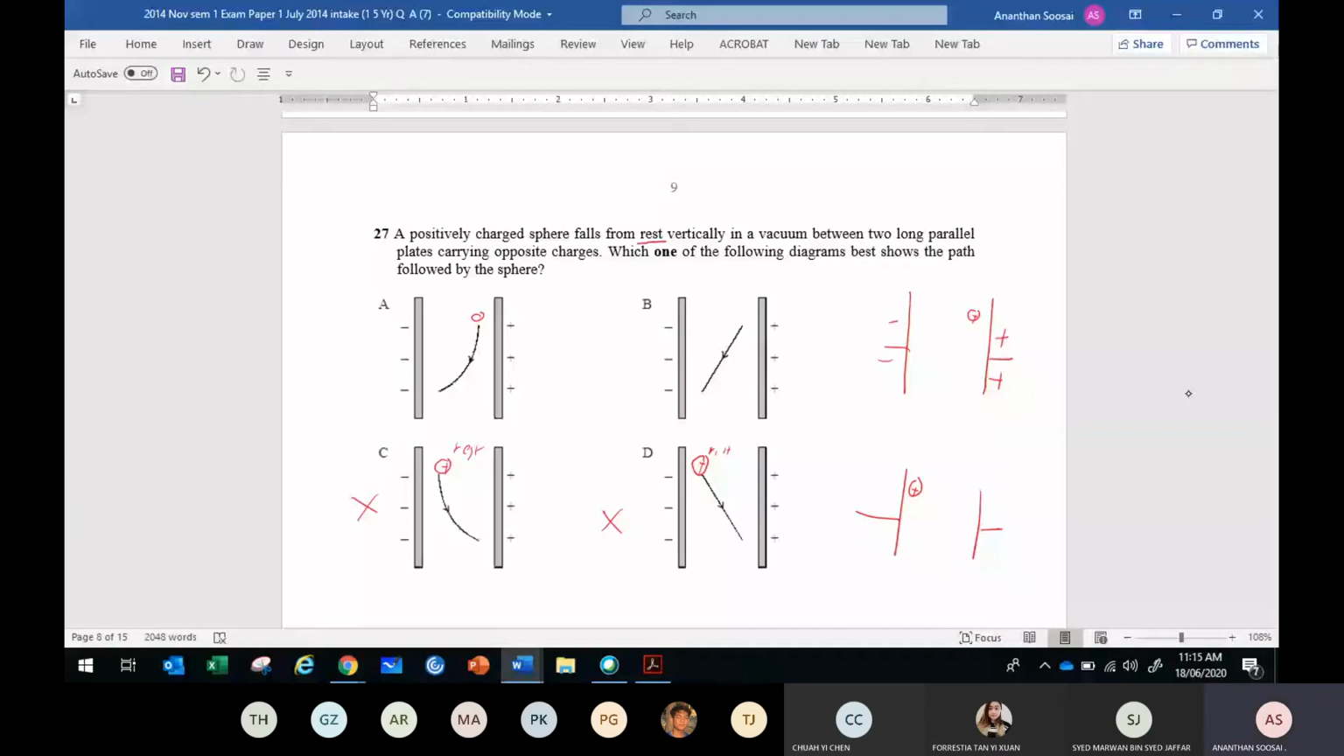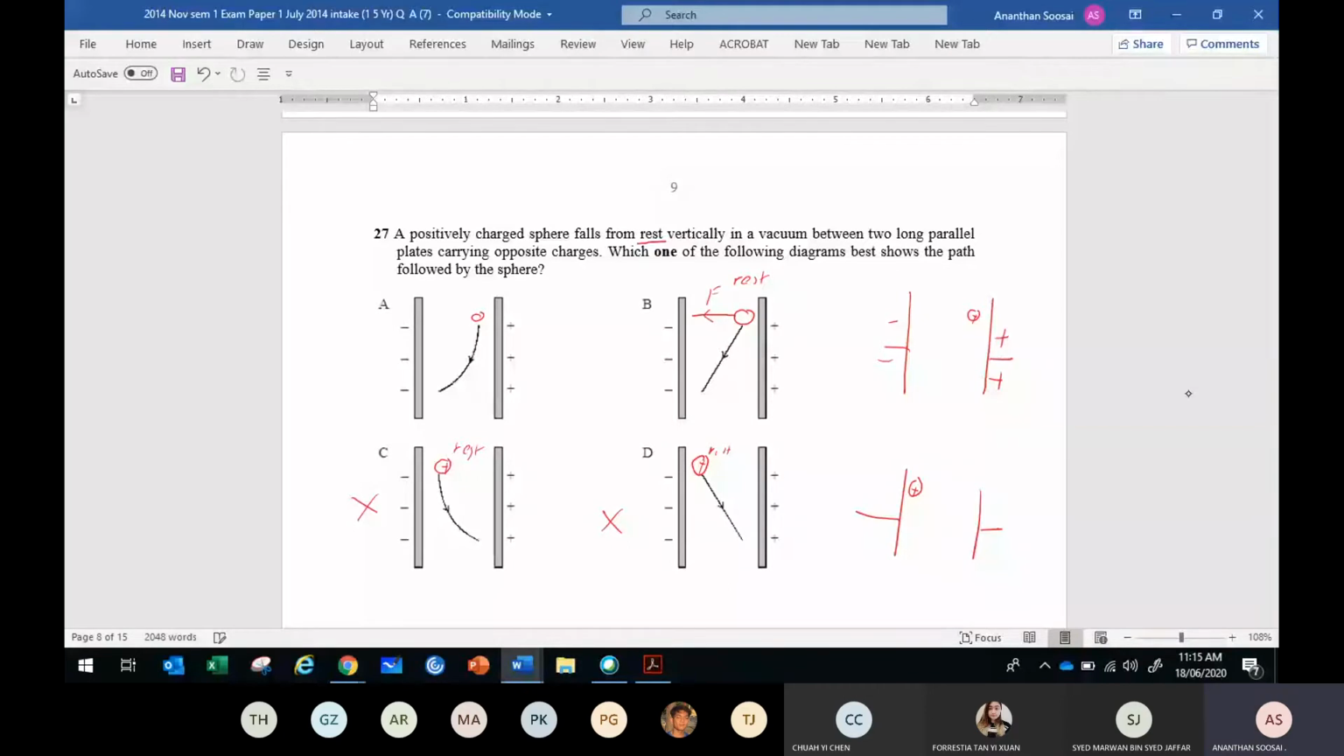Okay, how to find this? Oh, this is tricky. Check the force on the positive charge. The charge is at rest. What are the forces acting on the charge at this point? The electric force acting where? To the right, right? The electric force is acting to the right.